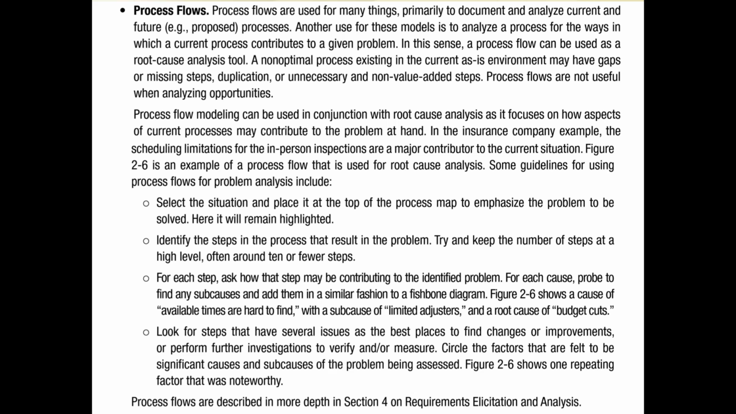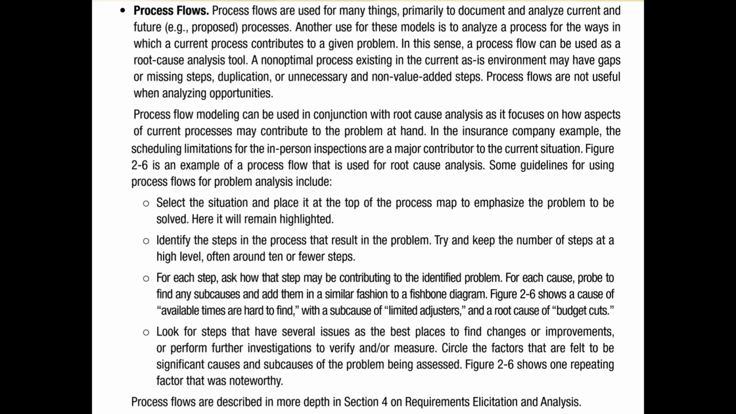Process flow modeling can be used in conjunction with root cause analysis, as it focuses on how aspects of current processes may contribute to the problem at hand. In the insurance company example, the scheduling limitations for the in-person inspections are a major contributor to the current situation. So we will use that method and this method together.